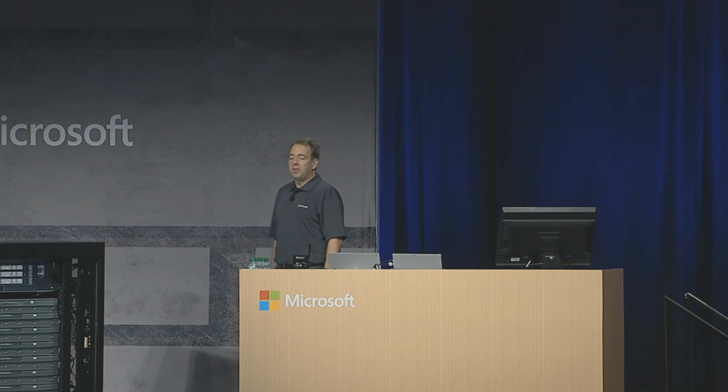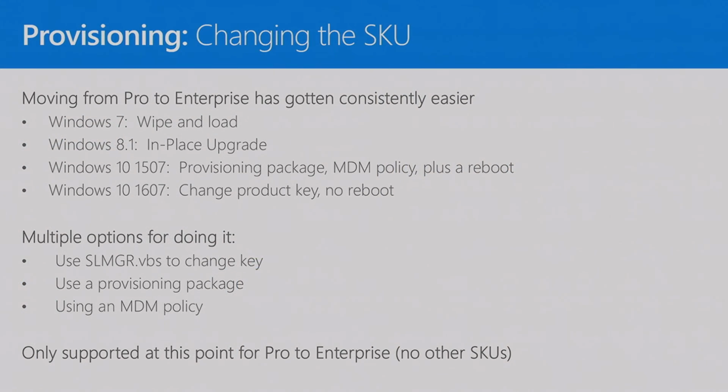In the case of Windows 7, that was a wipe and load. With Windows 8.1, we enabled that via an in-place upgrade. With the original Windows 10 release, we could do that via a provisioning package or MDM policy. But with Windows 10 1607, it's literally just changing the product key.